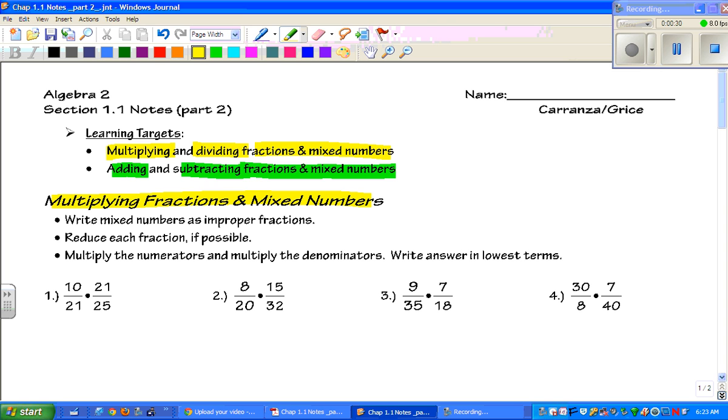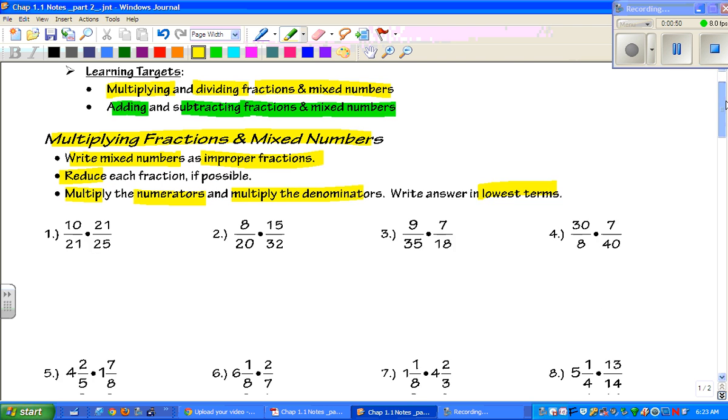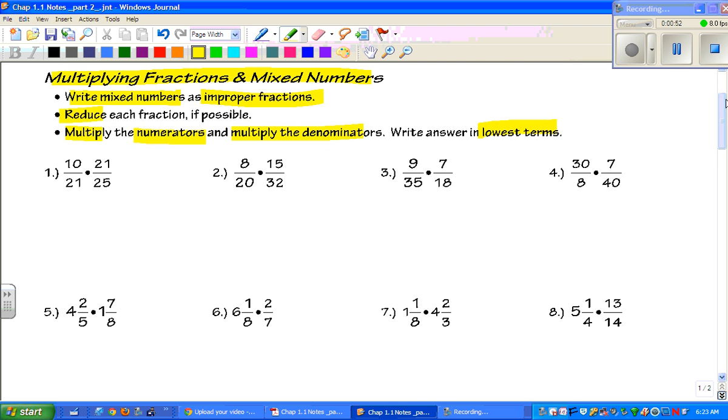Now the steps that we need to go through when we're multiplying: make sure that when we write the mixed number, it's as an improper fraction, reduce if it's possible, and then multiply the numerators and multiply the denominators. And then make sure our answer is in lowest terms. So for number one, do we have to change this into an improper fraction? Or is it ready to go? It's ready to go.